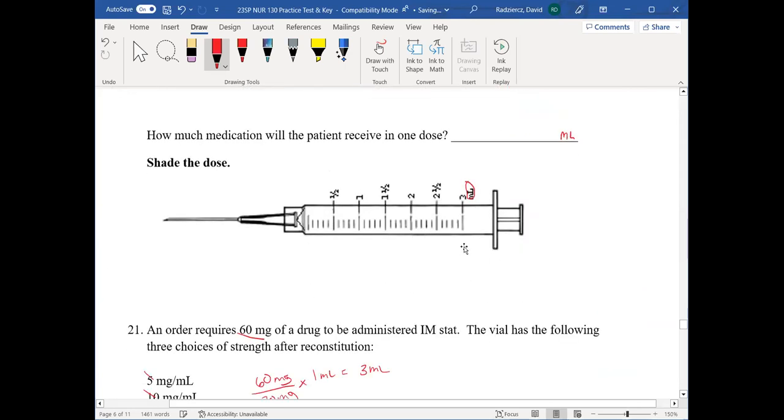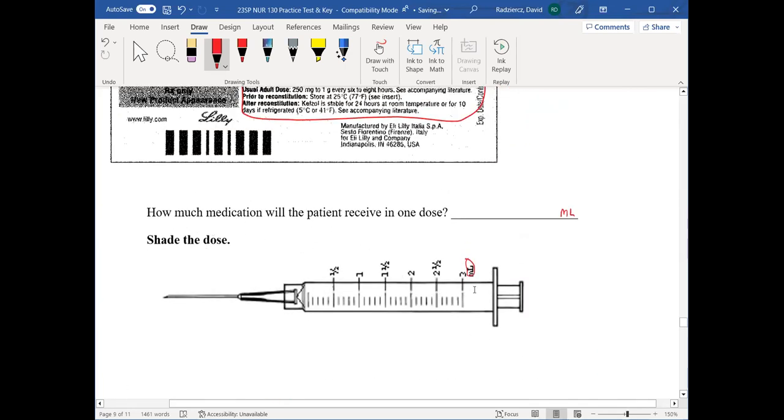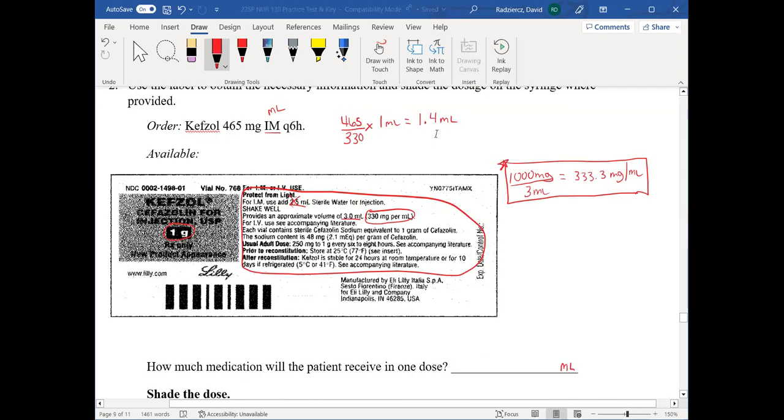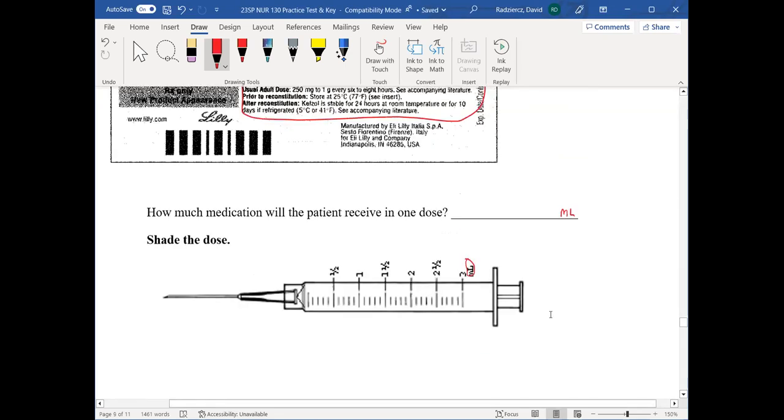Usually they're going to tell you something like this. It'll tell you to shade the dose. So let's say we get an answer of 1.4 milliliters. I'm going to go to my syringe. Here's my 1.5. So here's my 1.4. I'm going to shade my syringe to the 1.4. Okay. So that's how you would answer that question.